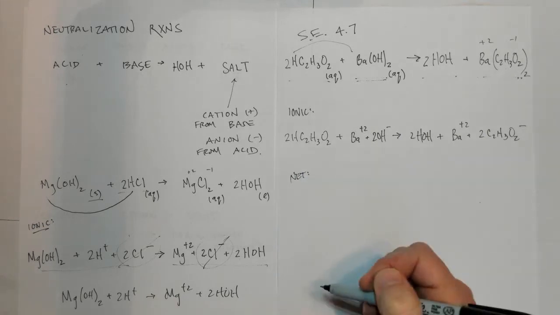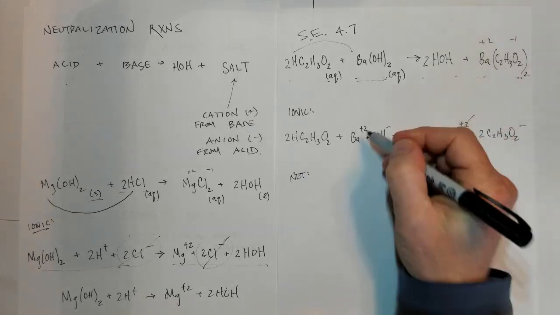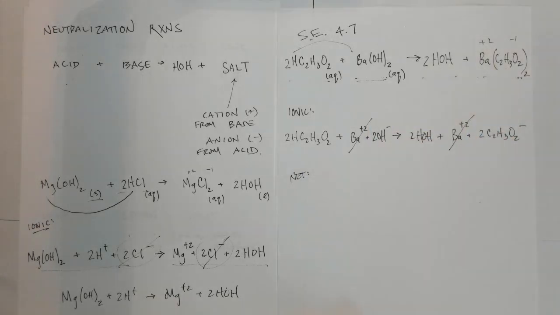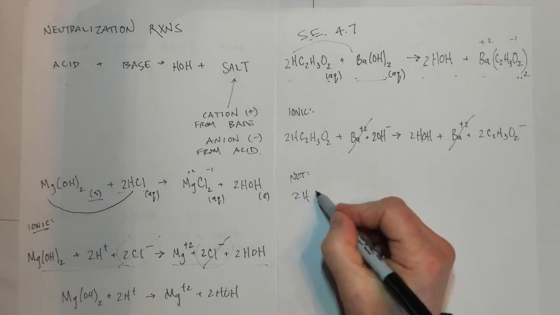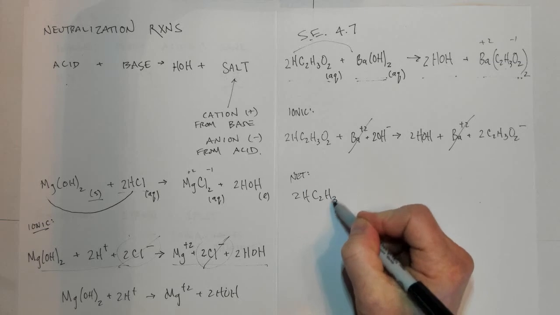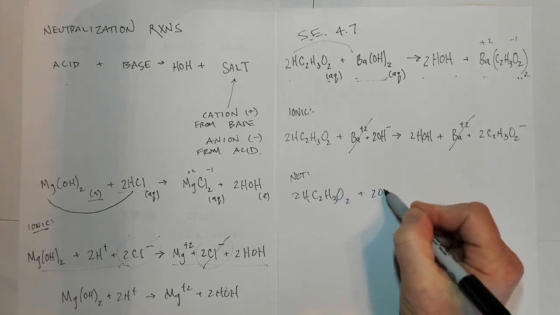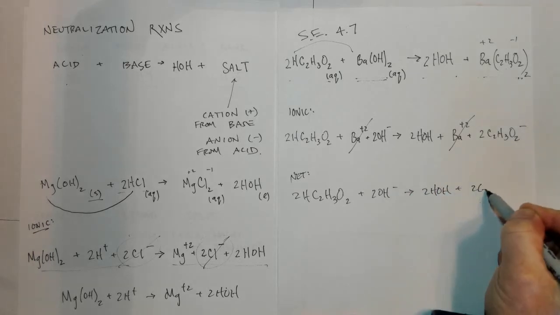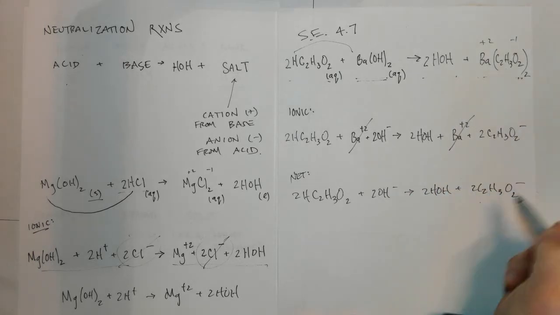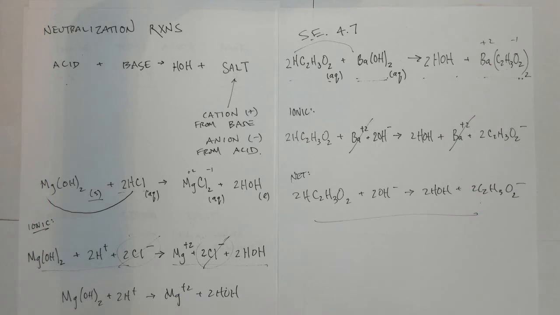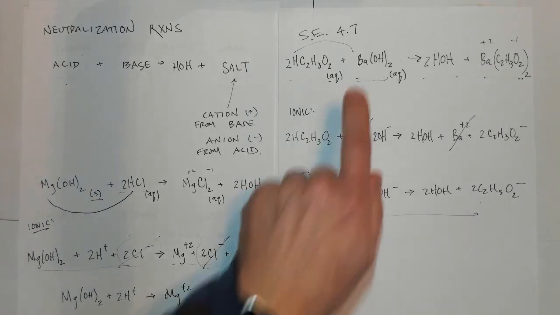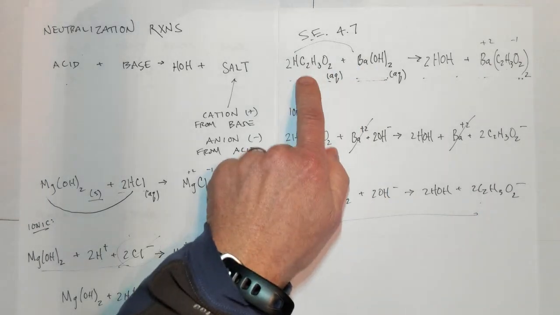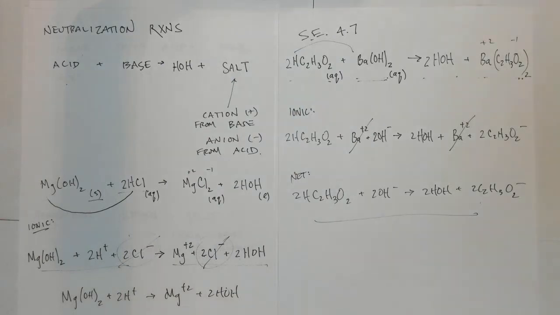Lastly, we want to write the net ionic equation, and we notice that the barium ions are just spectators. They're not part of the reaction. They just watch the reaction happen. And so we recopy everything else except the barium ions. There's an example problem of a strong base plus a weak acid neutralization reaction.